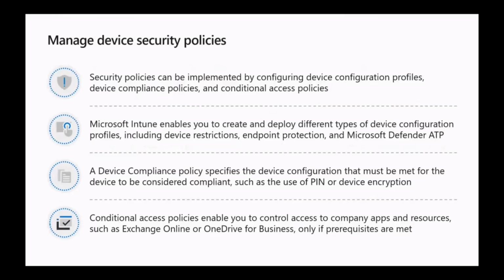And also the presence of some other settings, such as, for example, that this device has the most recent updates, or if it has valid or updated antivirus solutions, and so on and so forth. Conditional access policies will enable you to control access to company applications and resources, such as Exchange Online or OneDrive for Business, only if prerequisites are met. So again, depending on the status of the device, it can be used or can be blocked from getting access to your corporate resources. All of this can be configured using a set of policies defined here.